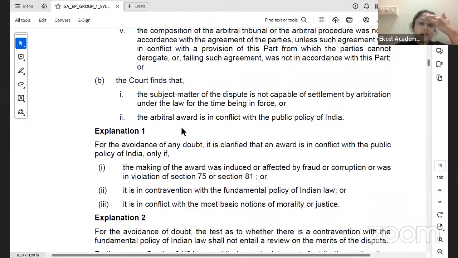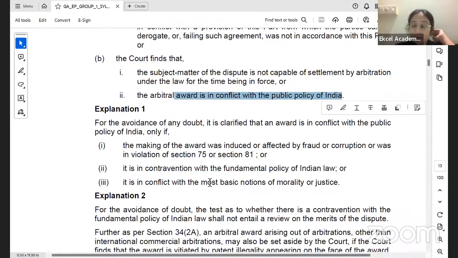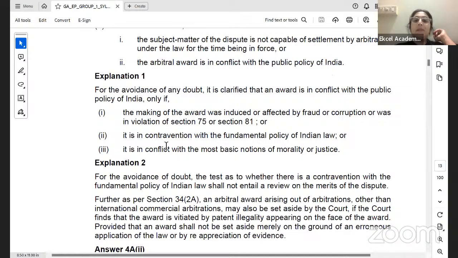Like that, the subject matter is not capable of settlement by arbitration, or the arbitral award is in conflict with the public policy of India. So what is public policy? Mainly, you are going against the rules and regulations, you are not following confidentiality. We will see the explanation that has been given of what is against the public policy of India.